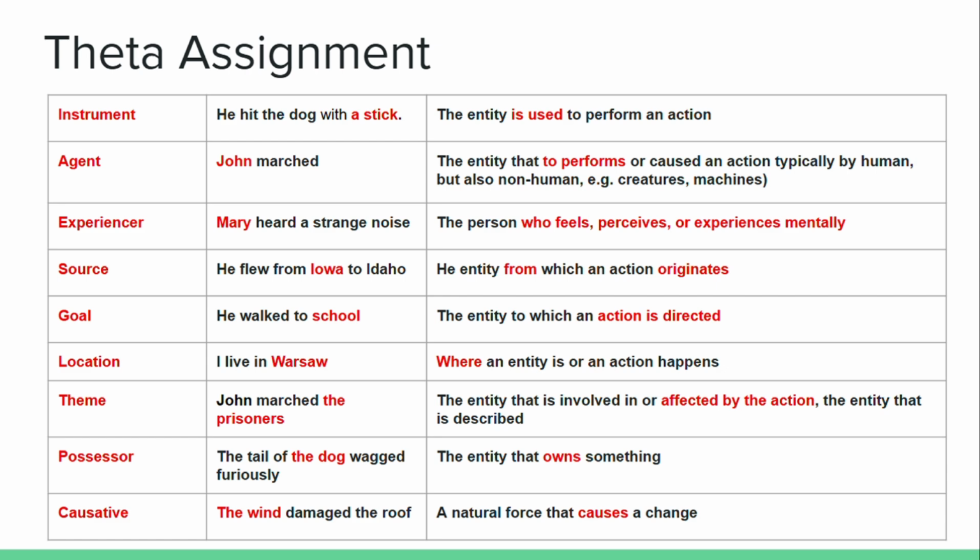Let's look at the term experiencer. The sentence, Mary heard a strange noise. Here, the subject Mary as a noun is assigned the theta role of experiencer.